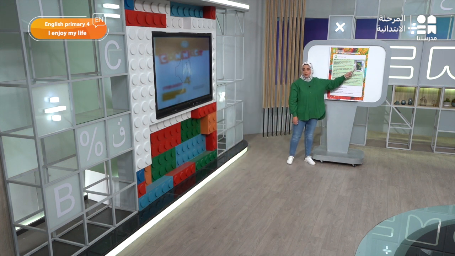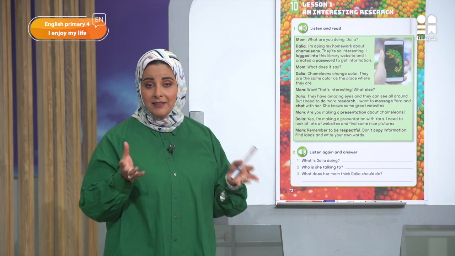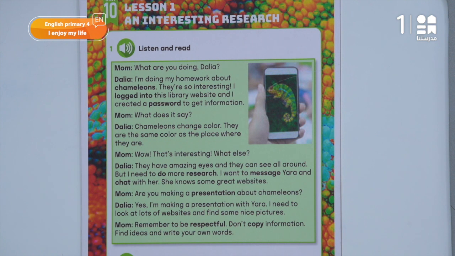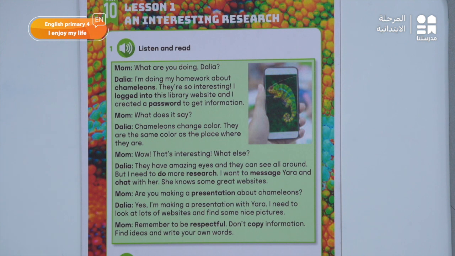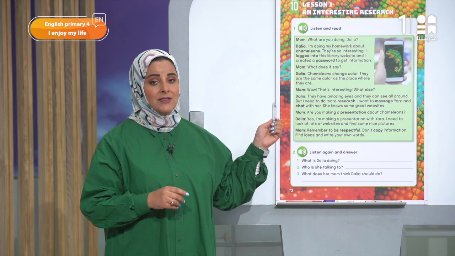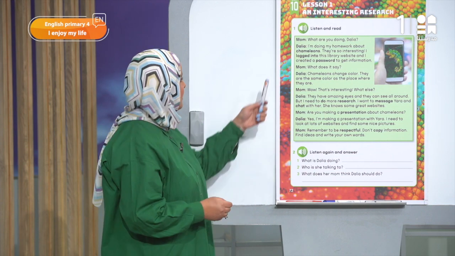Now I want you to look at this picture. Look at the photo and tell me, what does it show? A cell phone with a photo of an animal on the screen. Does anyone know what the animal is? It's a chameleon. Very good, one more time. It's a chameleon. Now let's read the text one more time together and explain it.